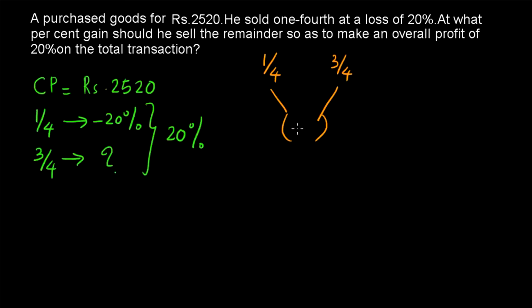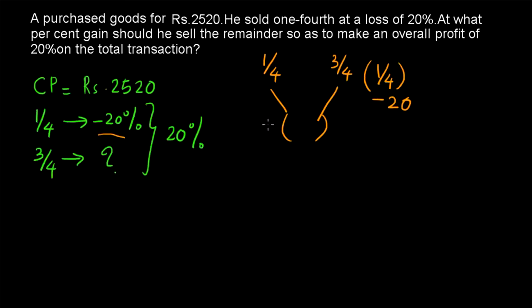So whenever some combination comes, we have to use the rule of allegation. If you are having any doubts on allegation, please watch the previous videos on allegation and mixture. It is explained in detail there. So here we can apply the rule of allegation. The 1/4 is sold at a loss of 20%. Since it is a loss, we have to represent it as minus 20, and that is the 1/4 part.